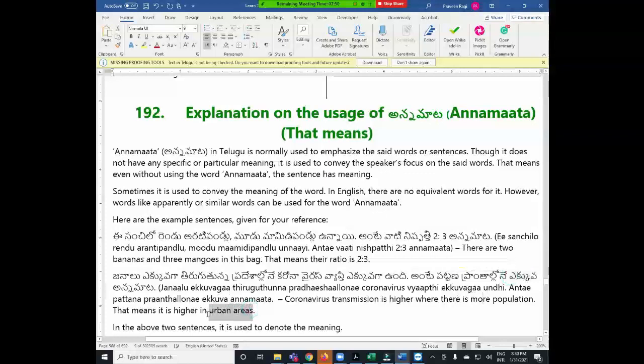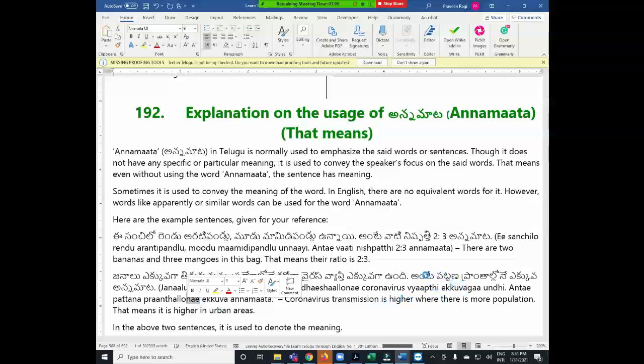In urban areas means పట్టణ ప్రాంతాల్లోని. Urban areas means పట్టణ ప్రాంతాలు. Okay. In urban areas means పట్టణ ప్రాంతాలలో. Again we used a word ne to emphasize the area. Only in urban areas, it gives that kind of meaning when we add ne, it emphasizes. Okay.